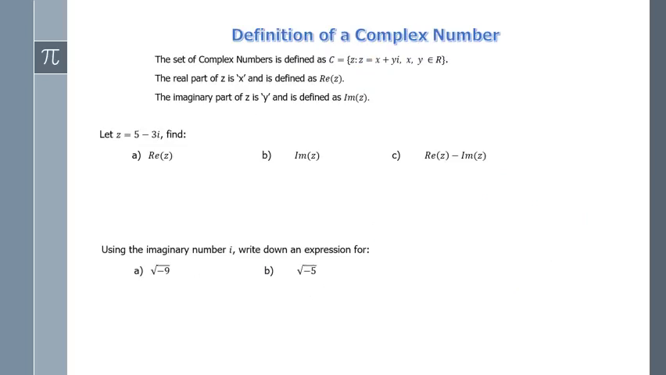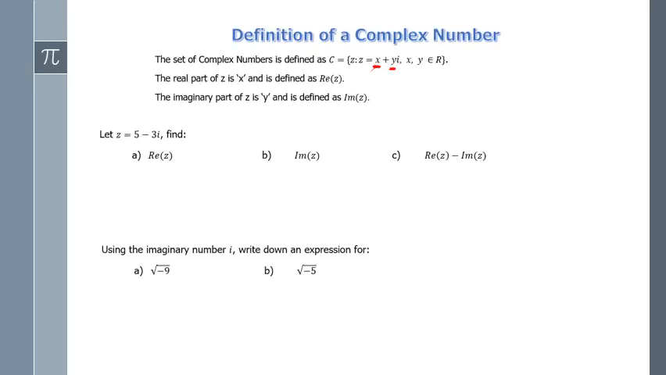The real part of a complex number is the part that doesn't have an i. So in this case, with this complex number, our real part is the x. Our imaginary part is the yi. So the real part of z is x, and it's given by the real part of z. The imaginary part of z is y, and it's given by the imaginary part of z.